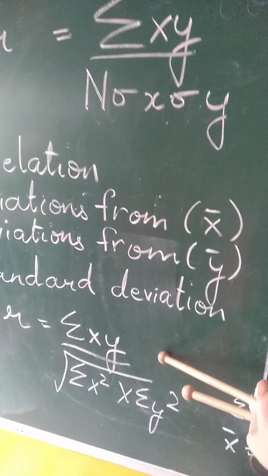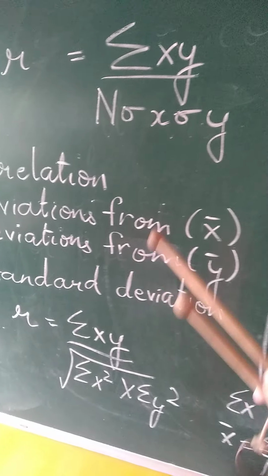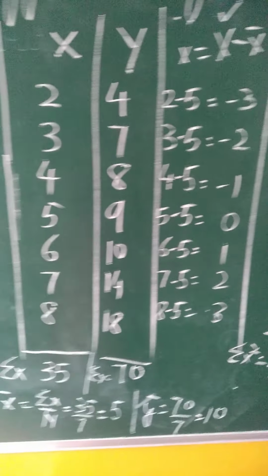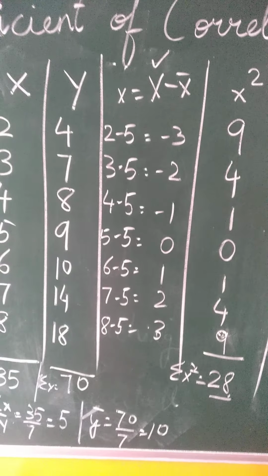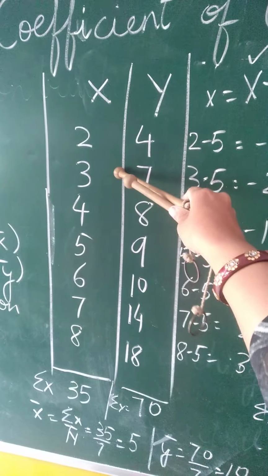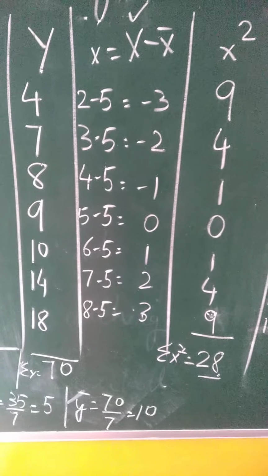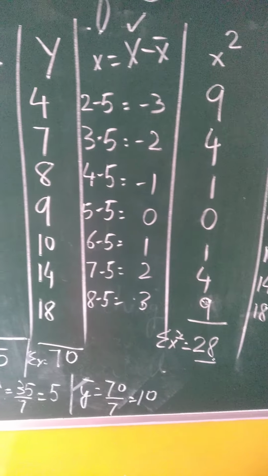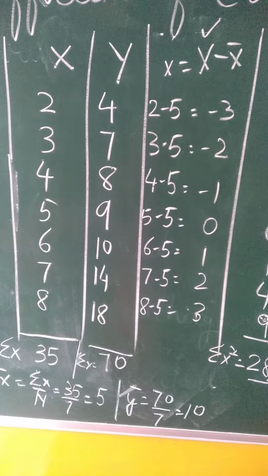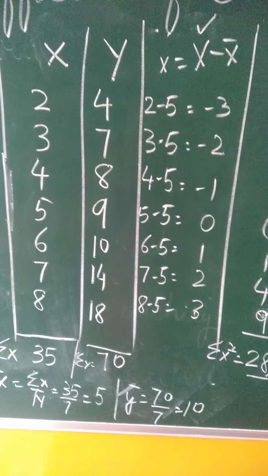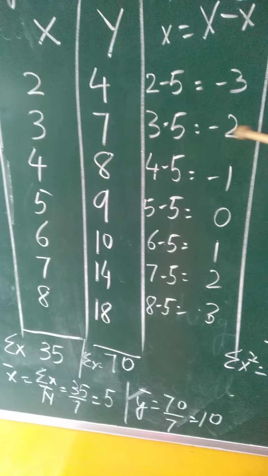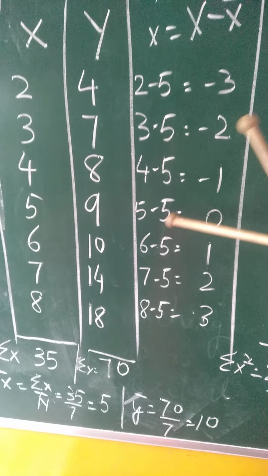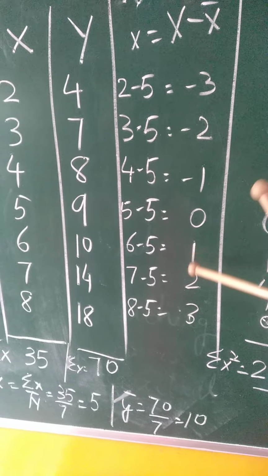In order to use this formula, what we require is x, meaning deviations from the mean. To take deviations from the mean, we subtract the mean from these values. The first value is 2. 2 minus our mean, which is 5 in the case of x, is minus 3. Then 3 minus 5 is minus 2. 4 minus 5 is minus 1. 5 minus 5 is 0. In this way we are able to calculate x.